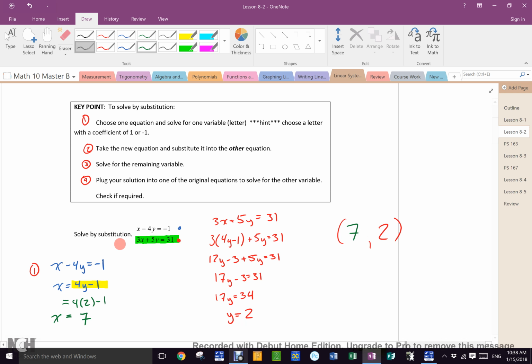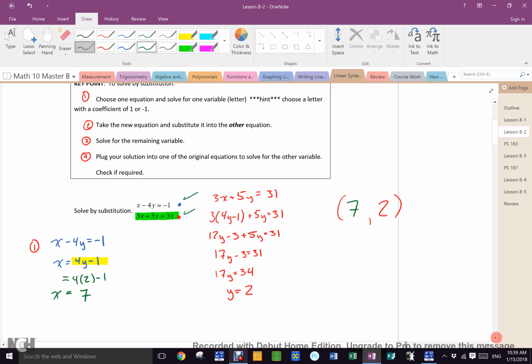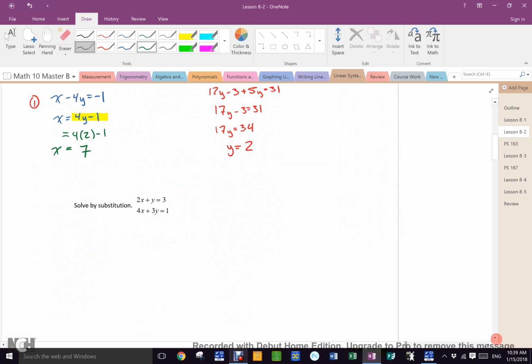Yeah. Is 7, what's 4 times 2? Is 7 minus 8 negative 1? Yes. Is 3 times 7 21 plus 5 times 2 10 31? Yes. So did we do it right? Yes. Everybody got it? Yes. You guys try the second one. Yes. What's weird about that one?